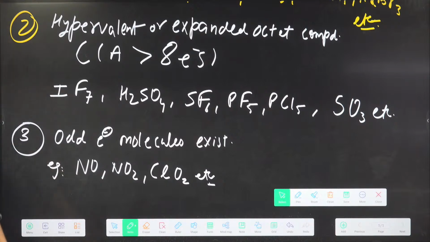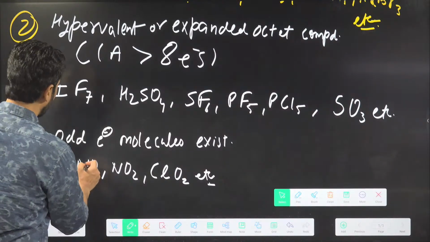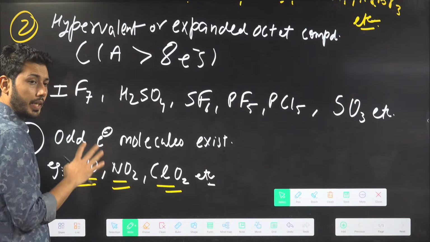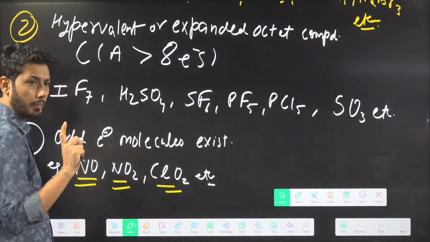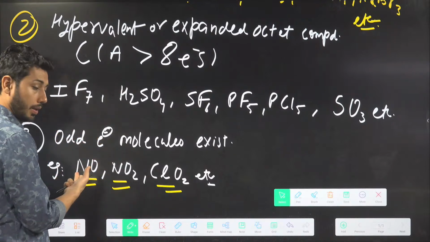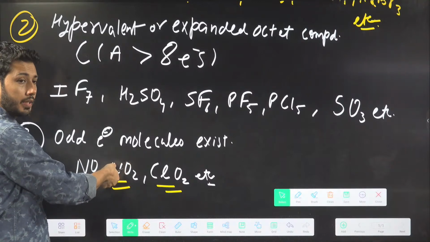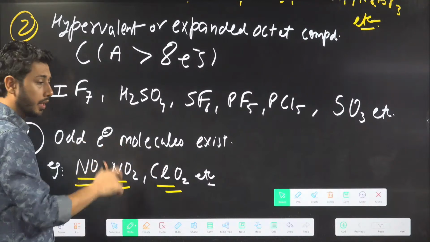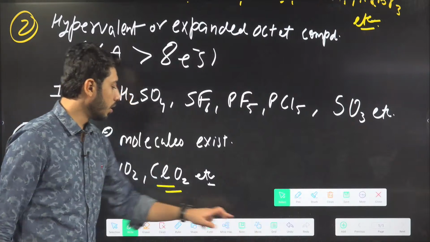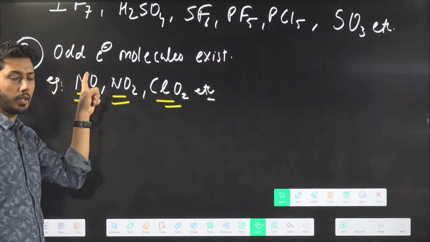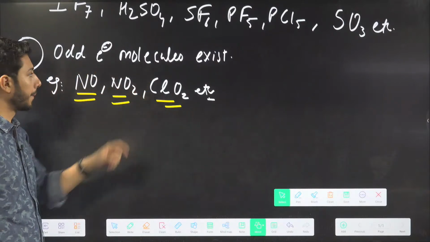Yes. These are all odd electron molecules. When you sum the electrons, you will never get an even number. NO: 8 plus 7, 15. Same way NO2, it will be 16 plus 7, so you will not get an even summation. So these are examples of a limitation: odd electron molecules.